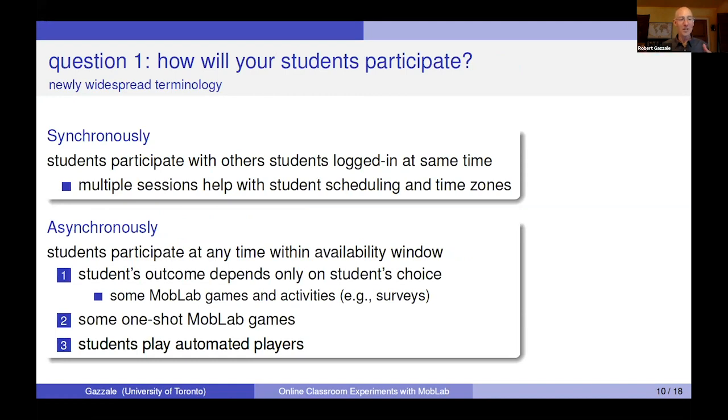And what makes me laugh is when I first started talking to people at MobLab, they threw around terms like synchronously and asynchronously. And I laughed because I was like, real human beings don't really think about synchronous versus asynchronous. And now that classes have gone online, pretty much all of us have had to confront, well, is this class going to be synchronous or asynchronous? And so now everyone is thinking in these terms.